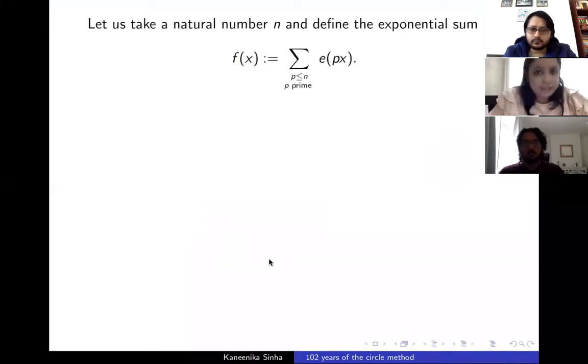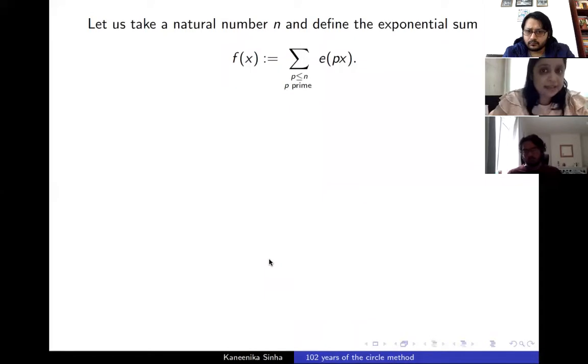Let us now take a natural number n and define the exponential sum f of x to be equal to the sum of all the E of p x, where p runs over all the primes up till n. So we are taking some n, fixing it, and this f depends on your choice of n. If you want, you can write it as f sub n. We will try not to clutter the notation too much. So f of x is this exponential sum, which comes from the sums E of p x, where you run over all the primes less than or equal to n.